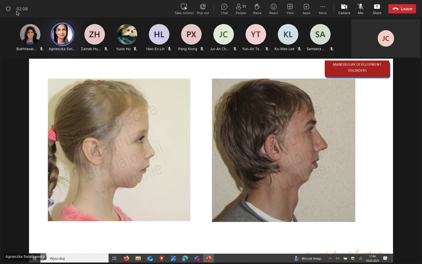And as you see, this group of patients looks very different. We have very severe cases and moderate cases.